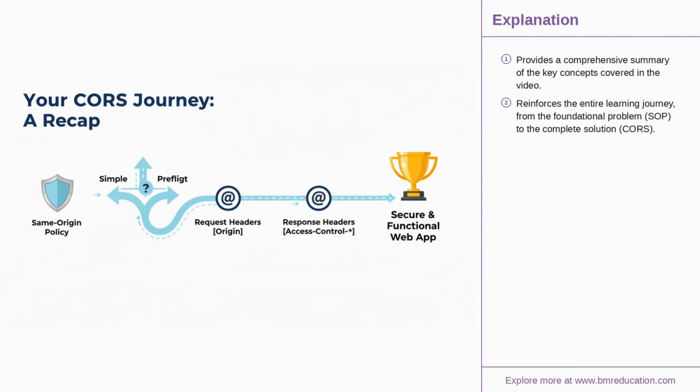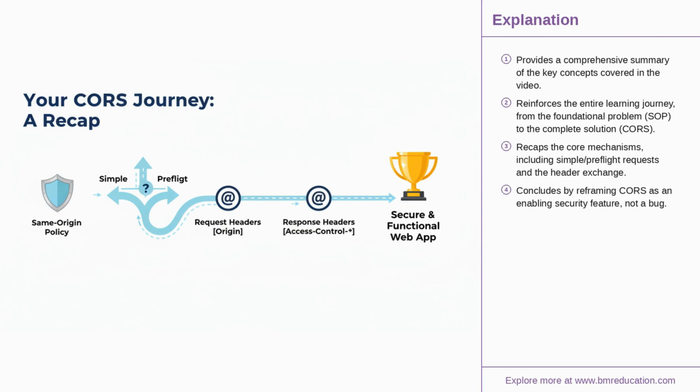And there you have it. We've journeyed from the foundational same origin policy, understood its limitations in the modern web, and explored how CORS provides a secure solution through simple and preflighted requests. You now know how the browser and server use HTTP headers to negotiate access, how to handle credentials, and how to debug issues when they arise. CORS is not an obstacle. It's a fundamental pillar of web security that enables the powerful, interconnected applications we build every day.